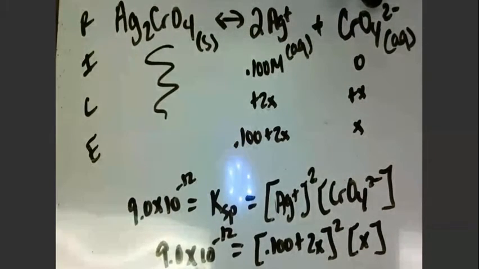Are y'all with me up to that point? Well, here's the thing. This value is really, really small, so we could say that it is negligible. It doesn't matter if it's being added, you don't want this to end up being a bigger number. So with that being negligible, I'm basically saying this is 0.100 squared times x, and then I'm going to isolate x. X ends up being 9.0 times 10 to the negative 10.